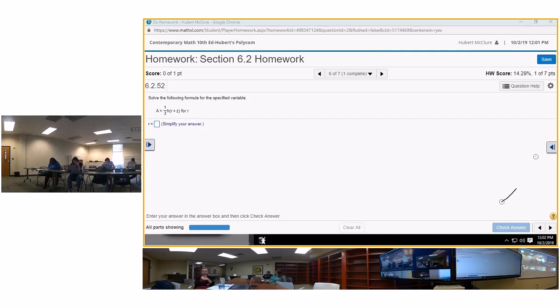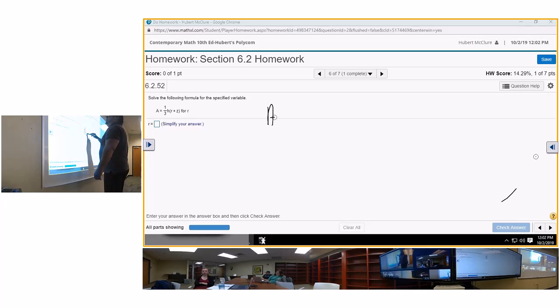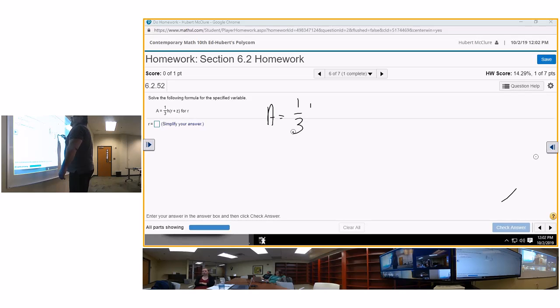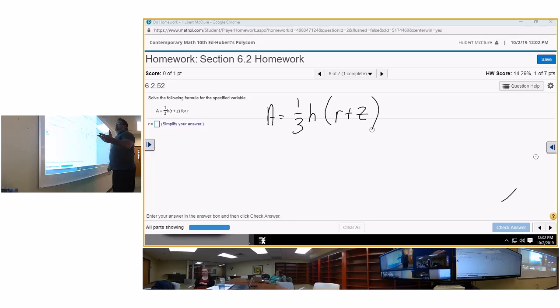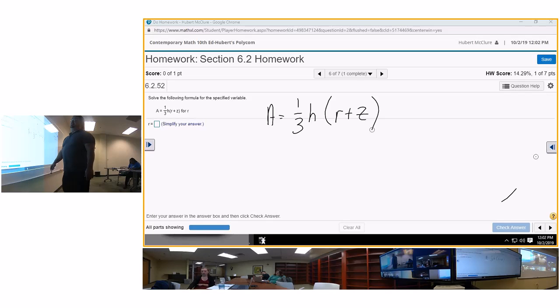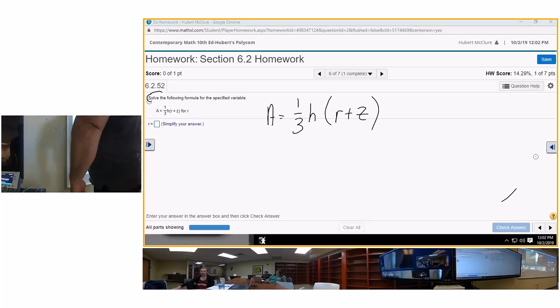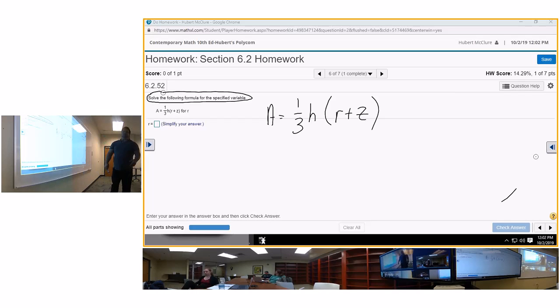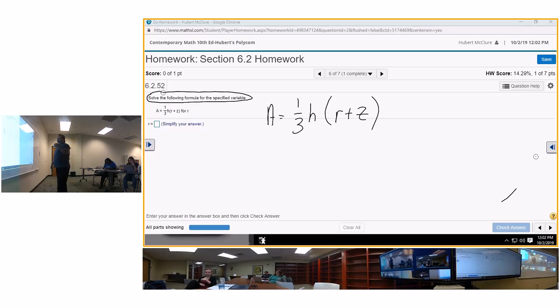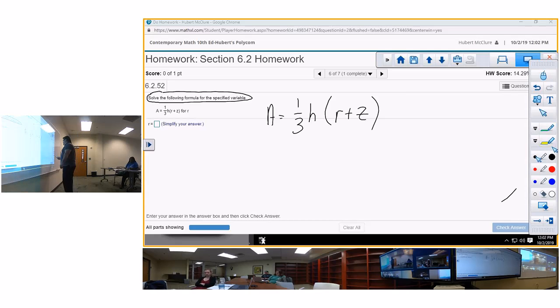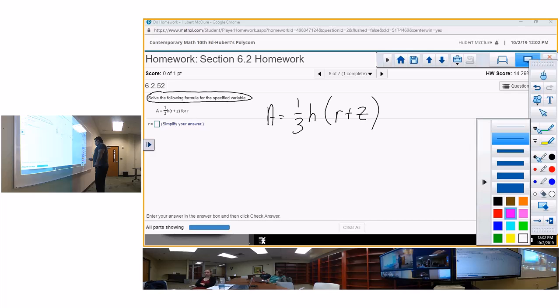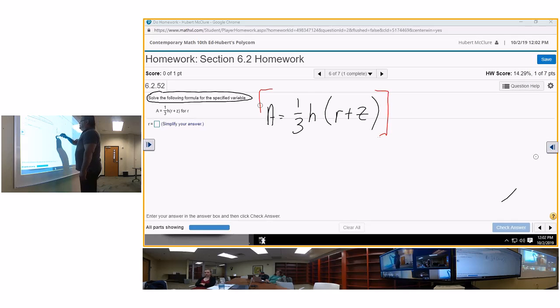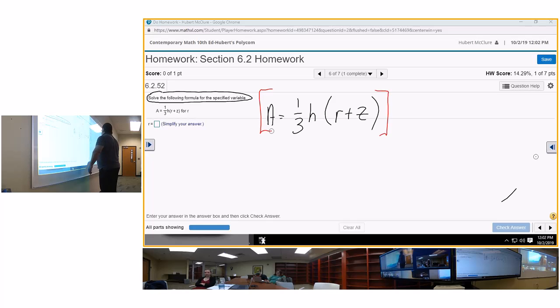So, A is equal to 1/3 H times R plus Z. Do we have any numbers to plug in? No. So if you don't have any numbers, what are you going to have to do? Solve for a variable. If you don't have numbers, then you've got to solve for the variable. First thing I'm going to do is what I told you. I'm going to clear the fraction. I haven't even looked at what I'm solving for.